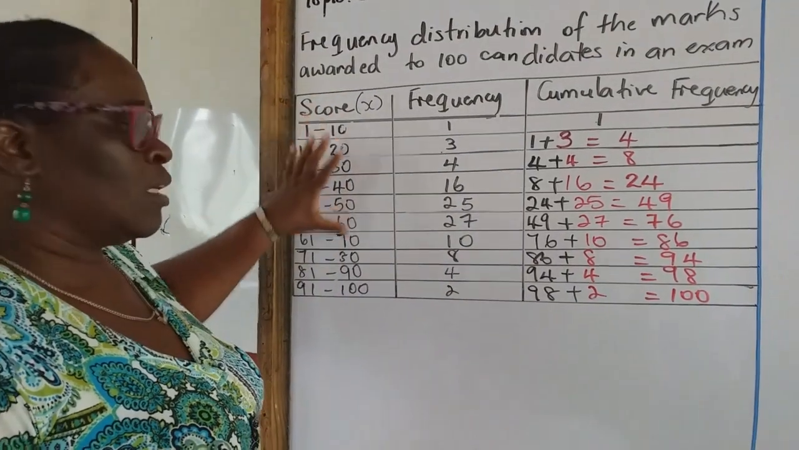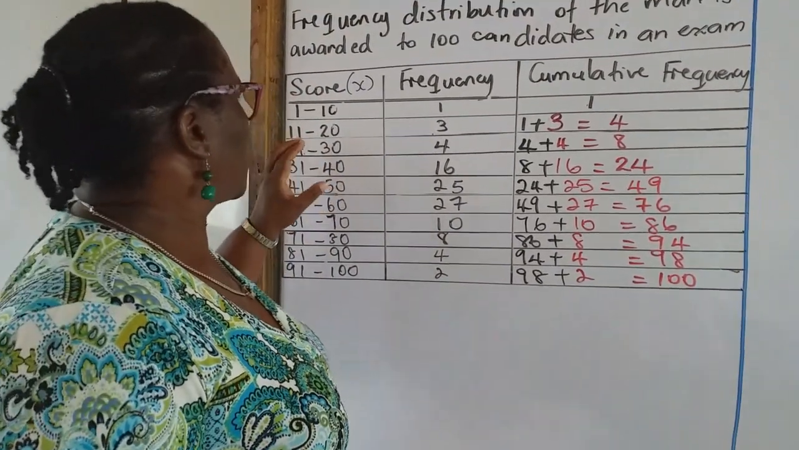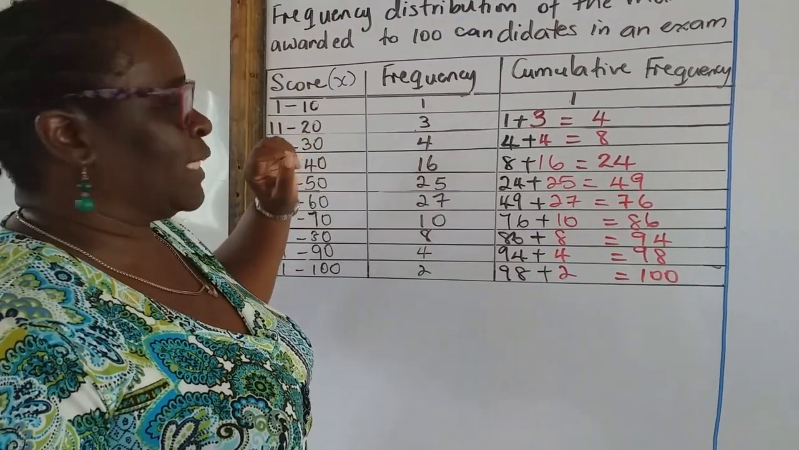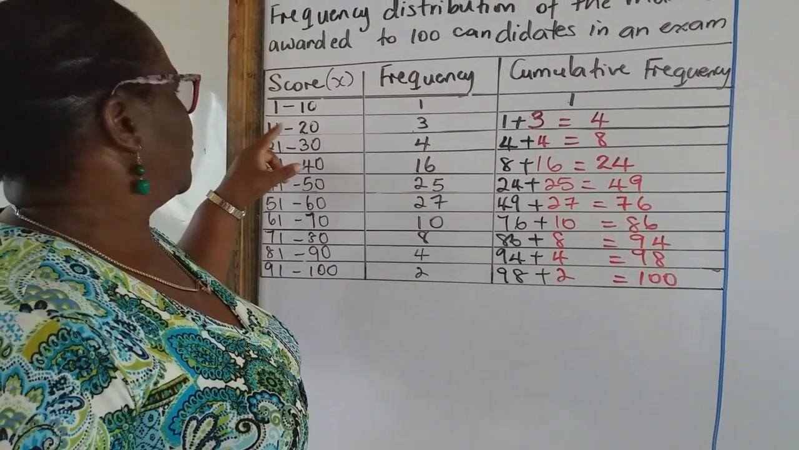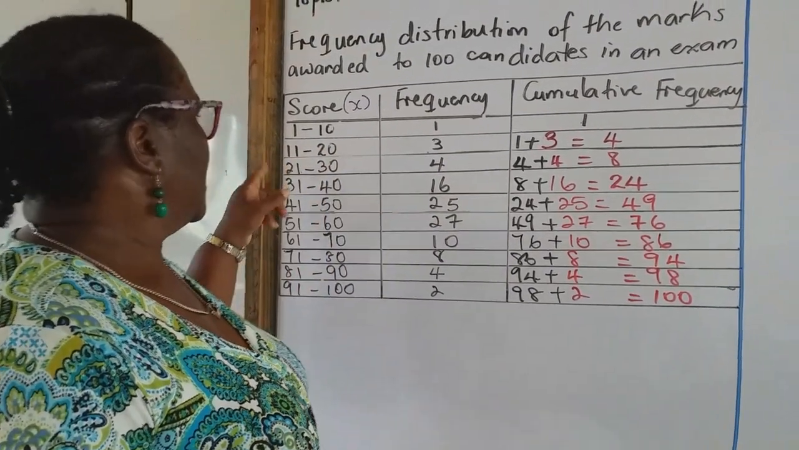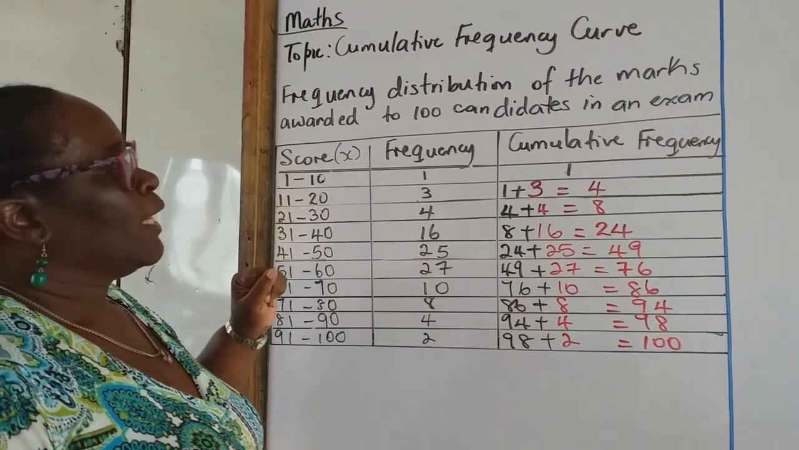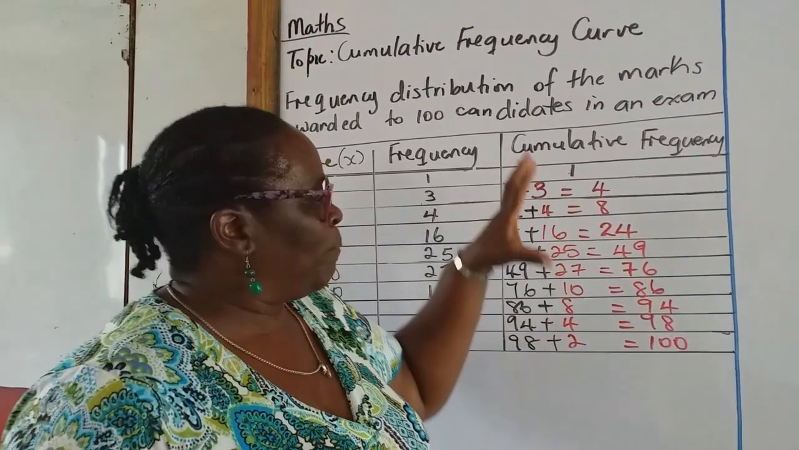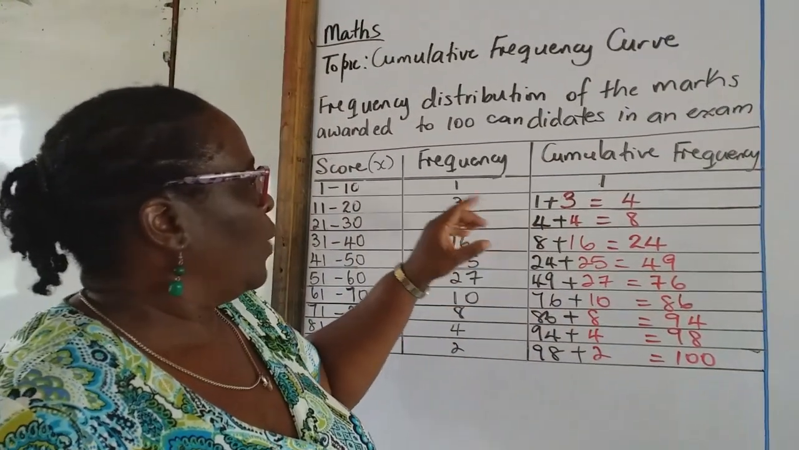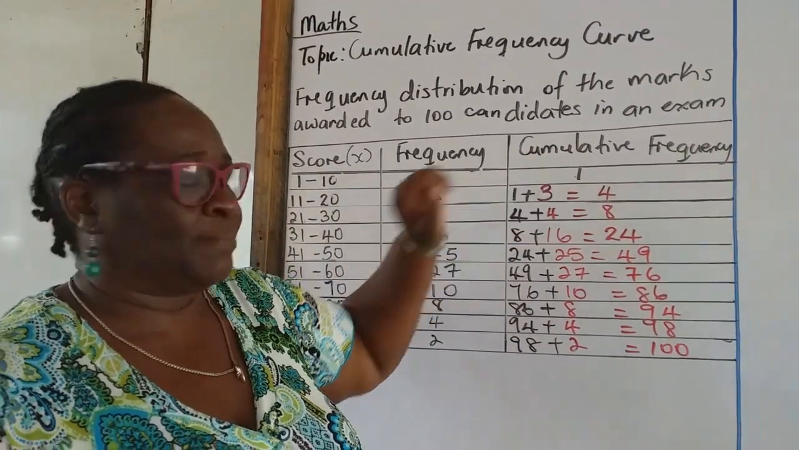This is grouped data. So we have scores from 1 to 10, we have one person getting that. Scores between 11 to 20, 3 persons, 21 to 30, 4 persons, and so on. Then for the cumulative frequency, we have to complete the table here. If you notice, we are given the first number as a starter.